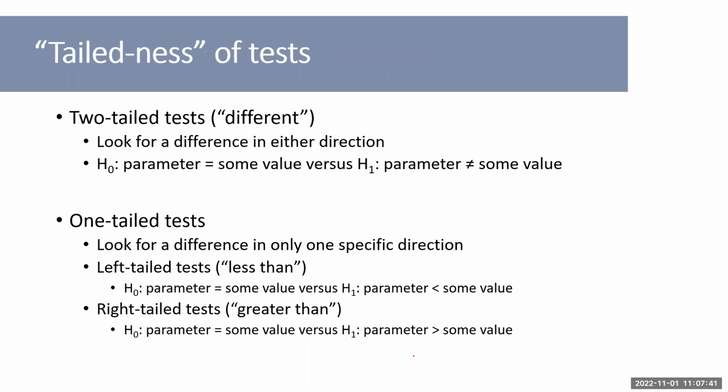Now, I mentioned that your alternative can have not equal to, less than, or greater than as its signs. So remember that your null will always have equals. Your alternative will always have not equal, less than, or greater than. Those are the only signs that you can choose, so that might be helpful.